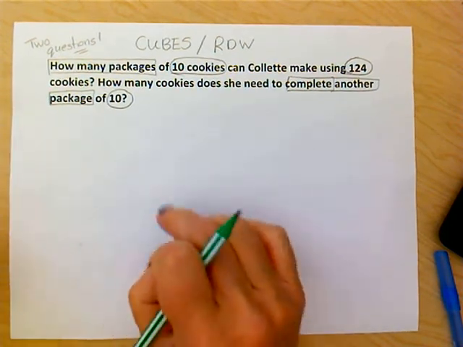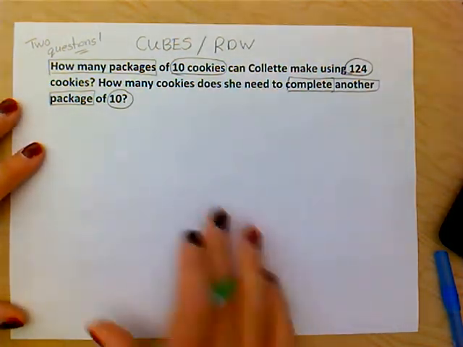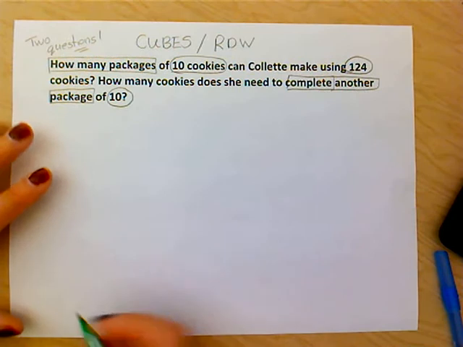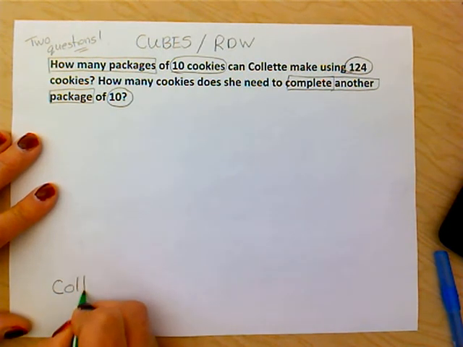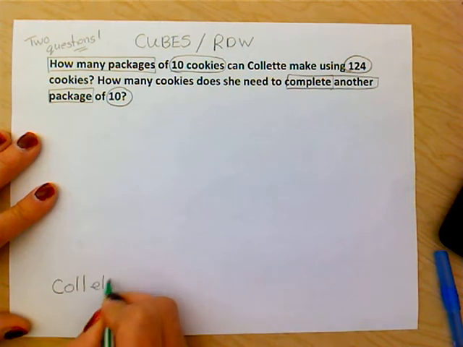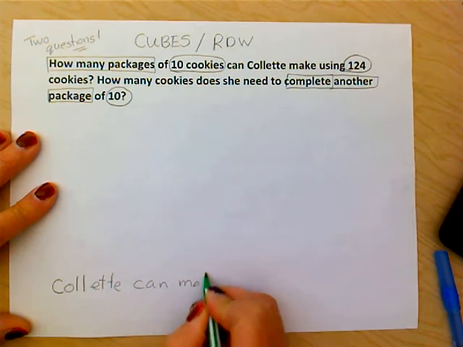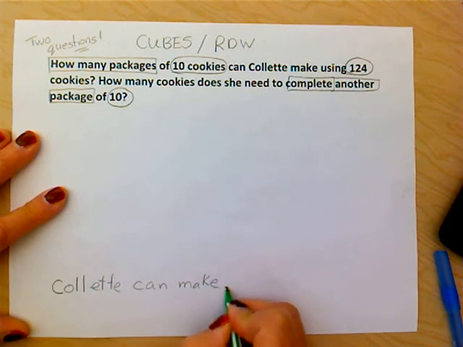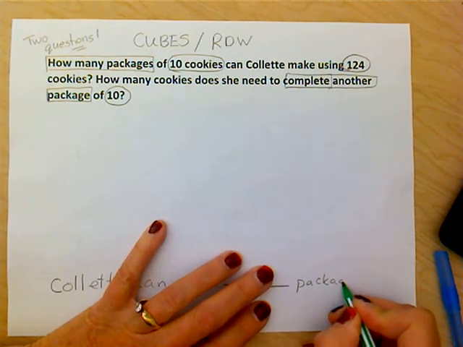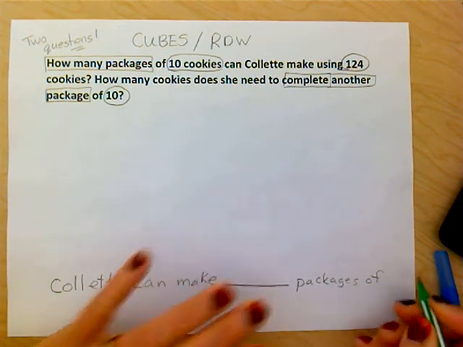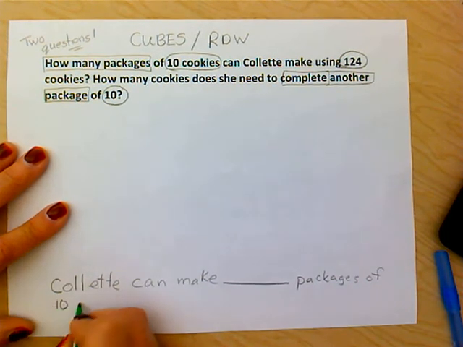So you're going to need to look at it from answering the first question, and of course, whenever we have a word problem, we always have to have a word answer. So the first question you need to answer is Colette can make blank packages of cookies, packages of 10 cookies.